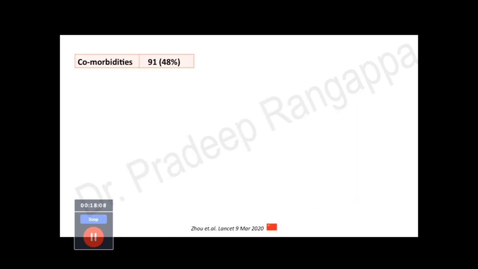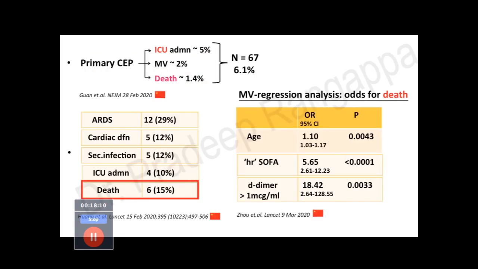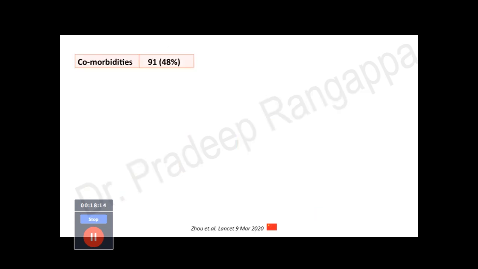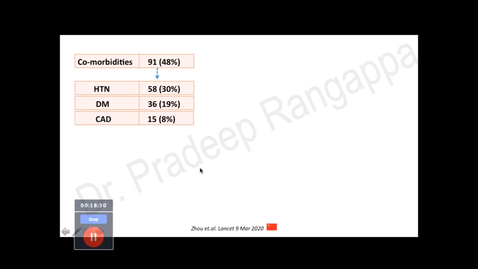So then you may be interested to see what the comorbidities were of these patients who got admitted into hospital. What they found is 48% of the COVID patients who needed hospital admission had some comorbidities, and hypertension was the commonest comorbidity. 30% had hypertension, 19% had diabetes. This was published by Zhou et al. in Lancet on 9th March, and 8% had coronary artery disease. Again, it goes on to show that people with comorbidities are at a much higher risk of getting admitted and being sicker. That's what it shows.